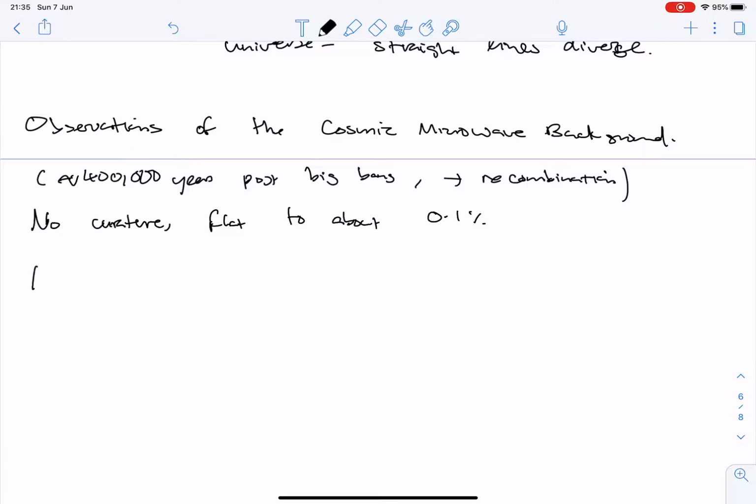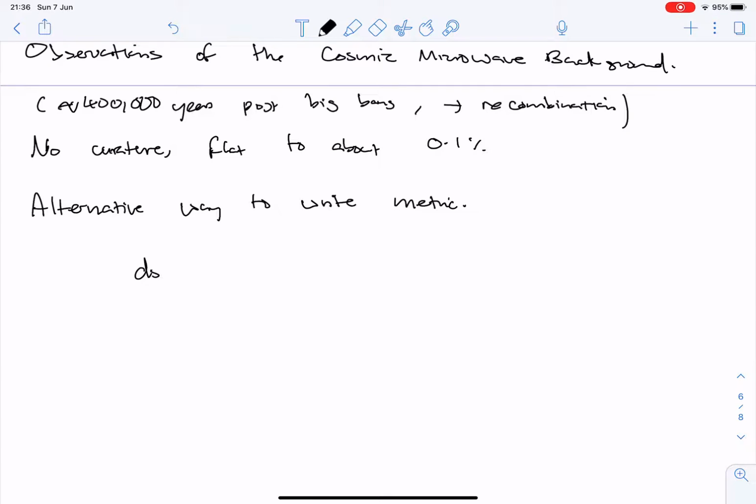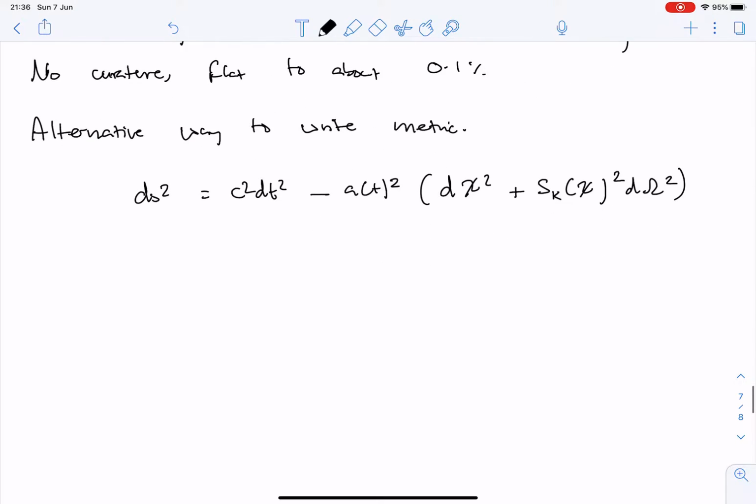And I'll just finally note that there is an alternative way to write the metric, and you'll see this quite frequently in some textbooks, so I'll put it in, which is to write ds squared equals c squared dt squared minus a of t squared [d chi squared plus sk of chi squared d omega squared]. And here sk takes different values for different k's.